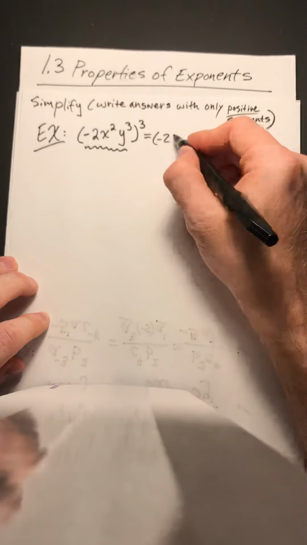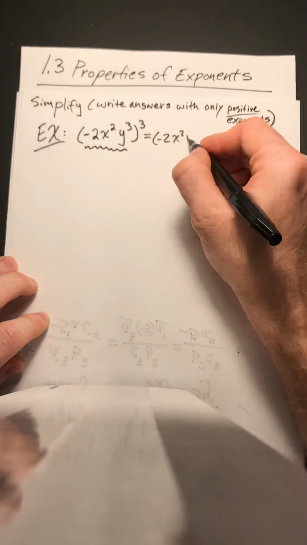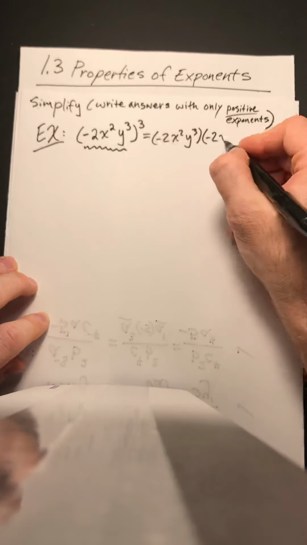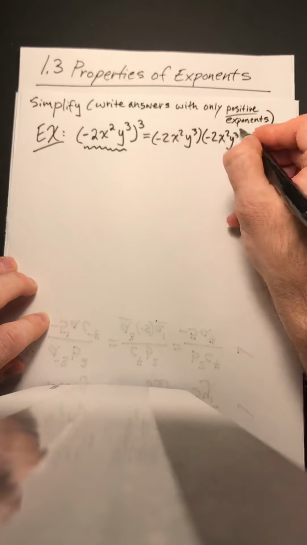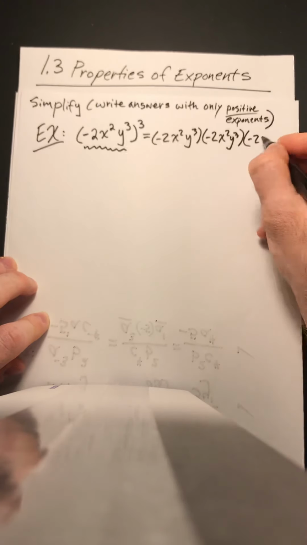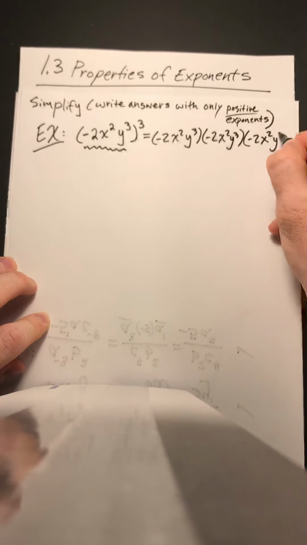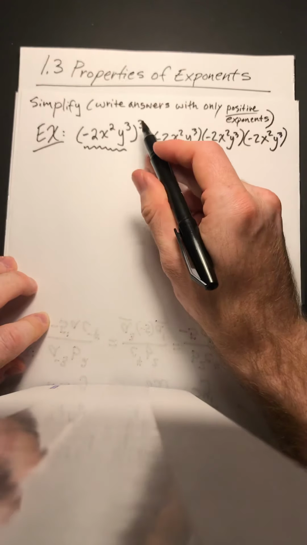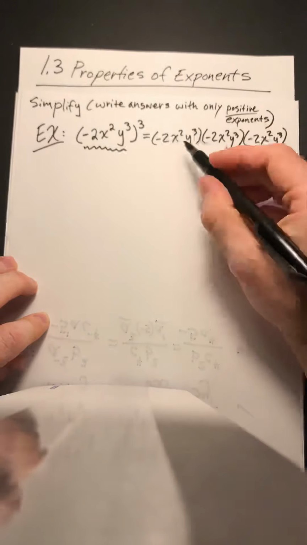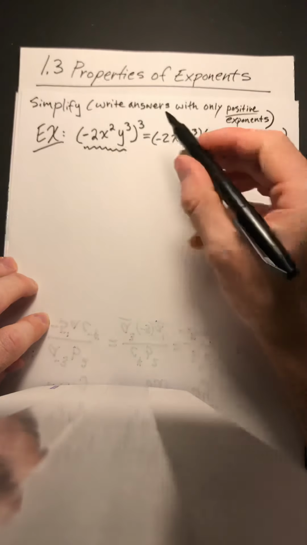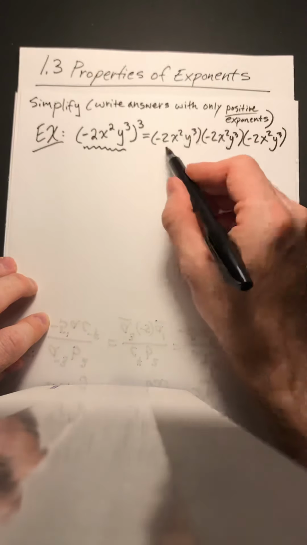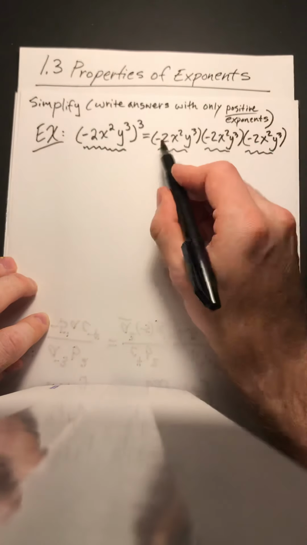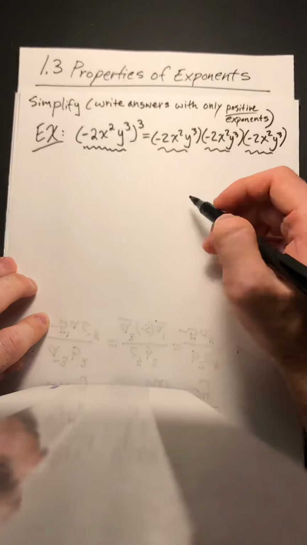So negative 2 x squared y cubed times negative 2 x squared y cubed times negative 2 x squared y cubed. Now, if this exponent was 30 instead of 3, it'd be kind of silly to write this out 30 times. But since it's only 3, we can just write it out 3 times and then multiply through. So I have negative 2 times negative 2 times negative 2.